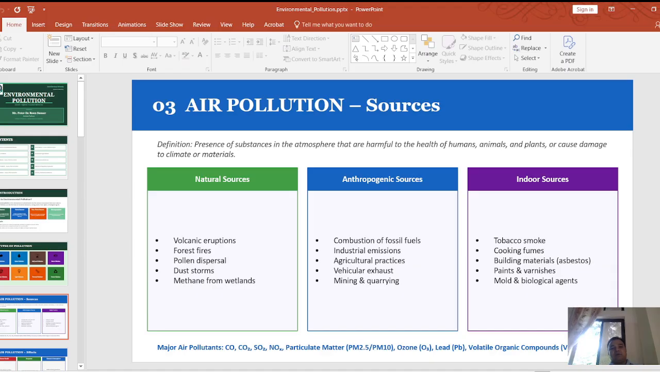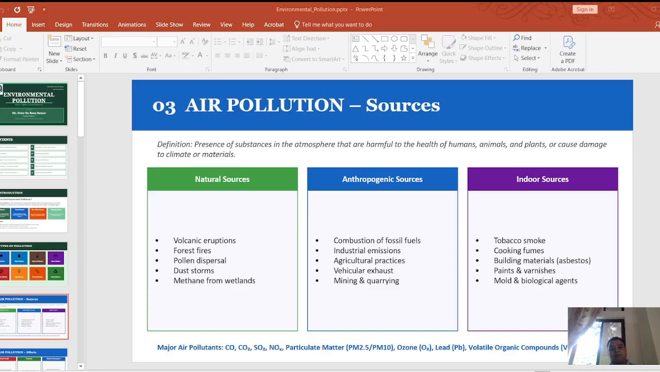The sources of air pollution can be broadly classified into three categories: natural sources, anthropogenic or human-made sources, and indoor sources. Natural sources include volcanic eruptions, forest fires, pollen released by plants, dust storms, and methane emissions from wetlands. Although these occur naturally, they can significantly affect air quality.